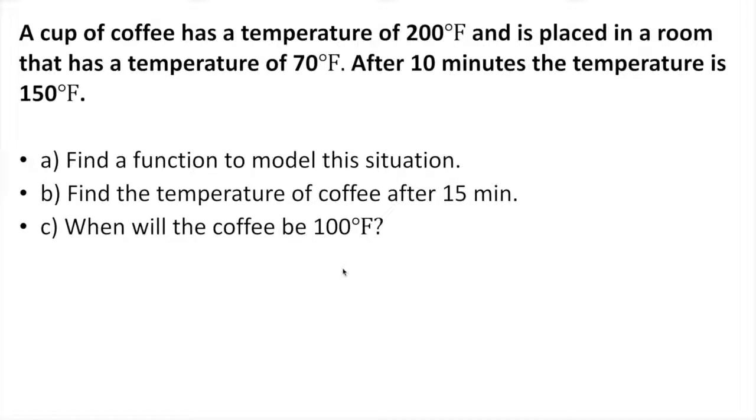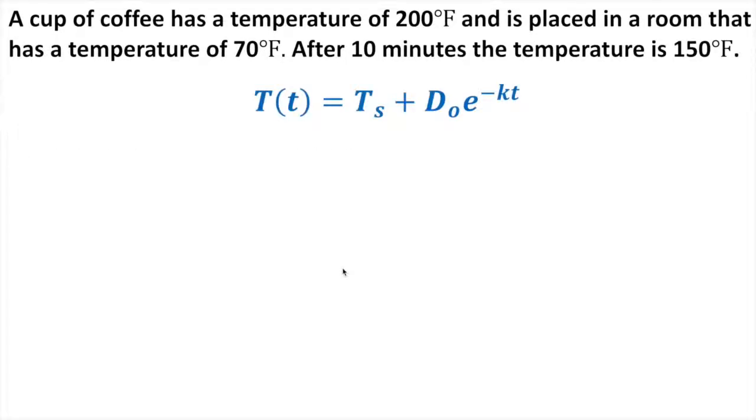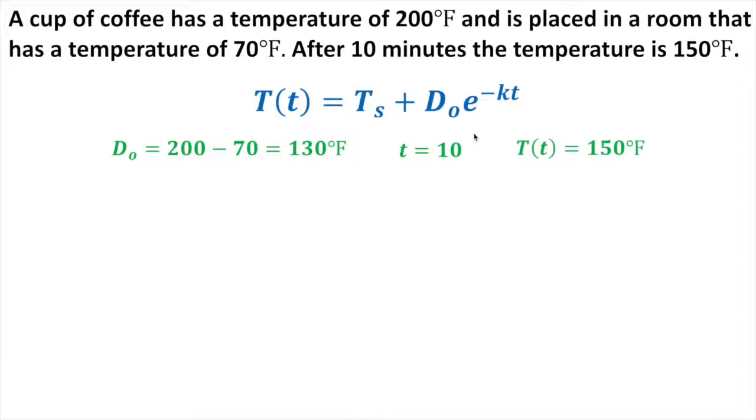All right, so first, let's find the model. We have to identify what K is. Here is all the information that we know. First, D of O is the difference between the coffee, which is 200 degrees, and the room temperature, which is 70. So D of O is going to be 130. Next, T is 10 minutes. That's time. After 10 minutes, it reduces down to 150. And 150 would then be our T of T.